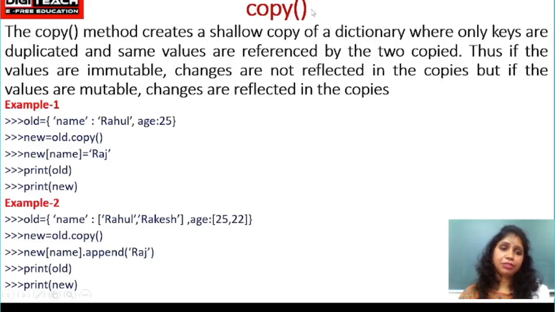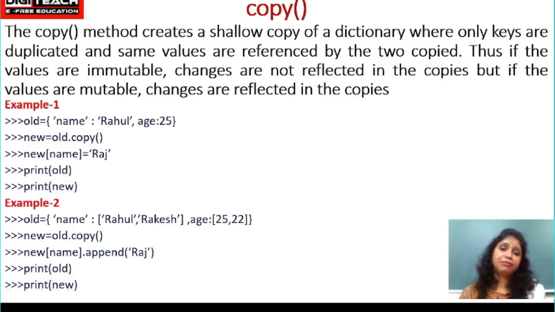The copy method is also very important. The copy method creates a shallow copy of a dictionary. What do you mean by shallow copy? That means only the keys are duplicated and the same values are referenced by the two copies. Thus, if the values are immutable, changes are not reflected in the copies, but if the values are mutable, changes are reflected in the copies. This is about your copy function.